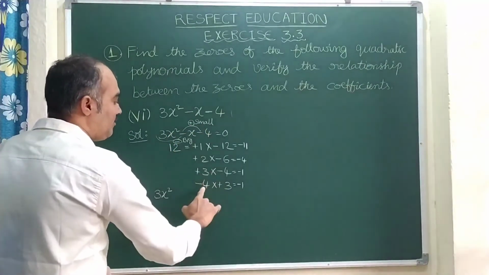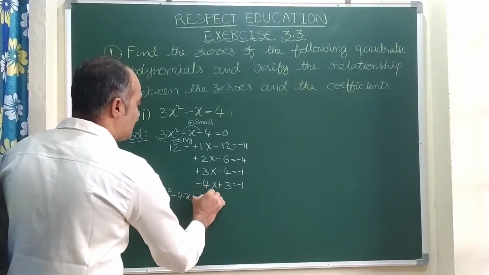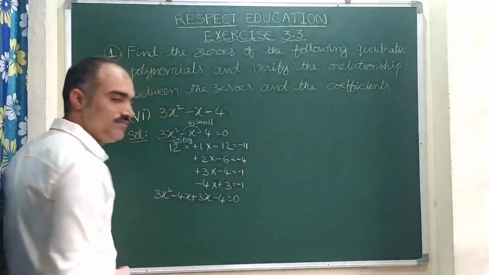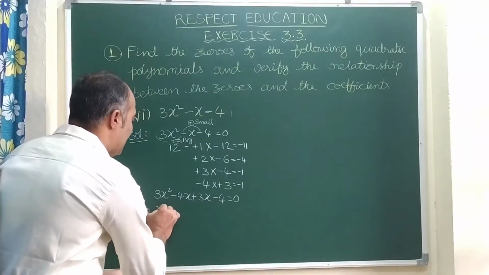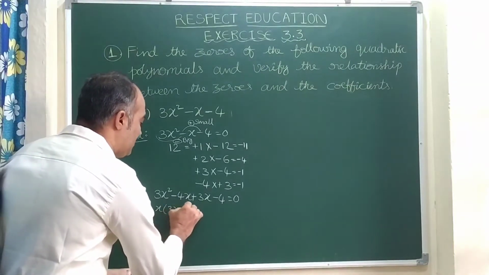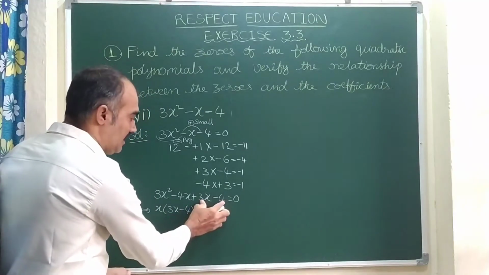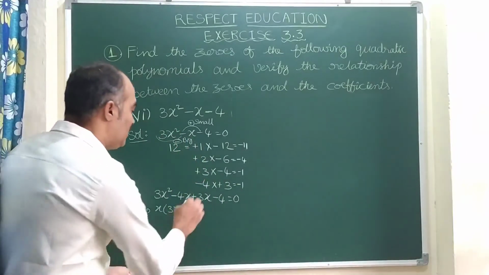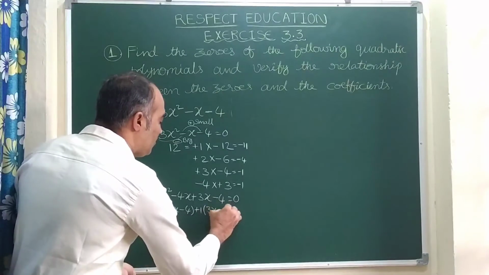Minus x, I am writing as minus 4x plus 3x. Minus 4, let us write as it is, equal to 0. In the first two terms only x is common, so let us take x as common. It is 3x minus 4. In these two, the same 3x minus 4 is there, which means nothing is common, so 1 is common. So here you can write plus 1 into 3x minus 4.